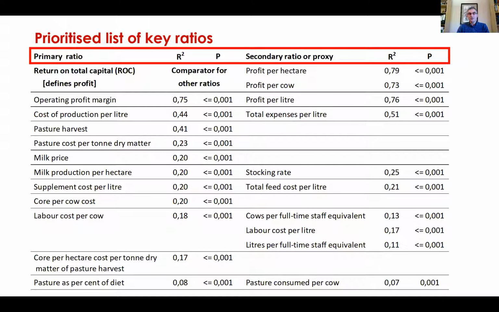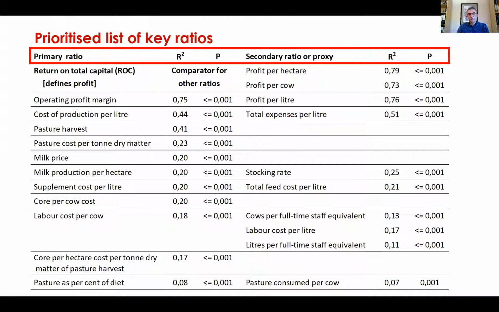I've split these key ratios into primary ratios on the left and secondary or proxy ratios on the right. The primary ratios could be considered core to fully describing differing aspects of a dairy business. So these are the ratios that ideally everyone should be monitoring. The secondary or proxy ratios describe a similar aspect of the business to the ratios listed to their left. All these ratios can be used for comparative analysis between farms.